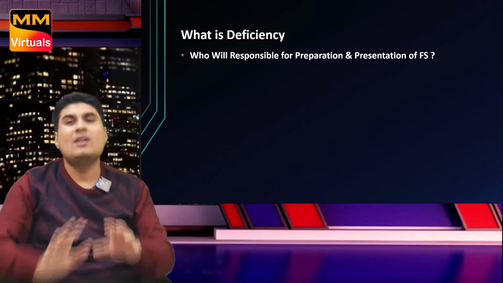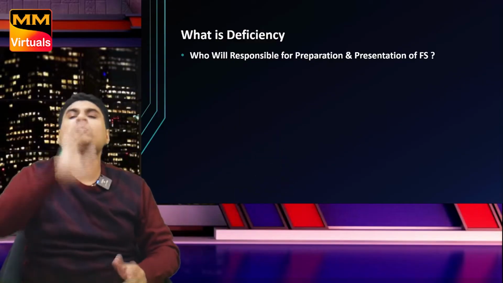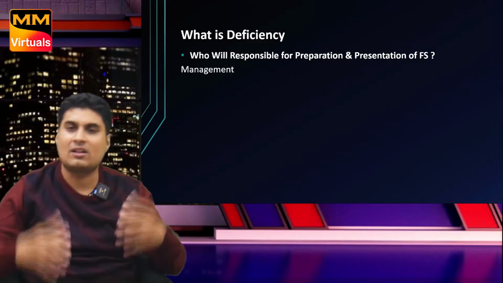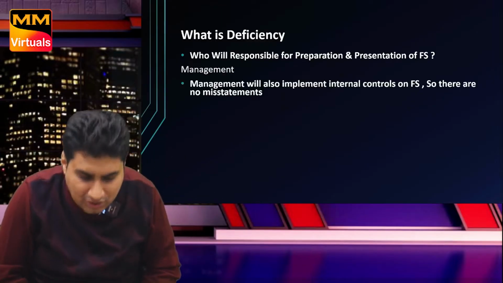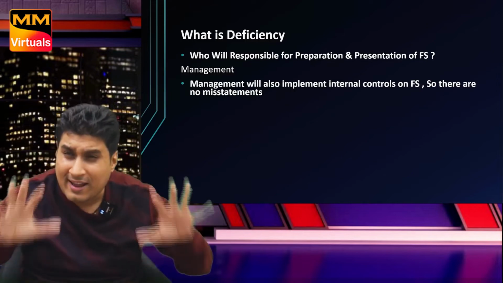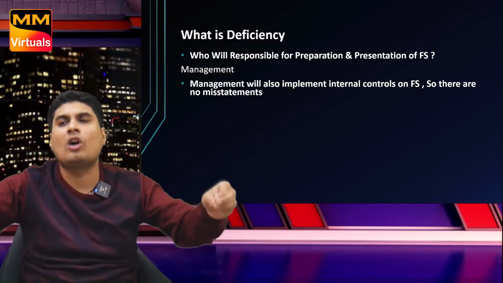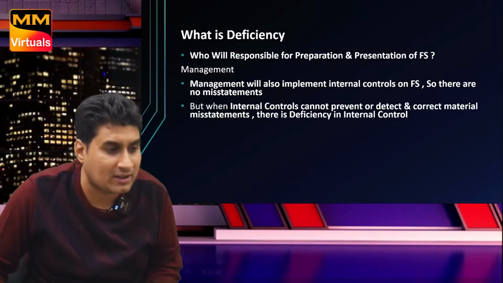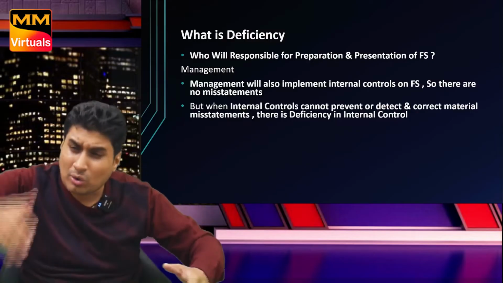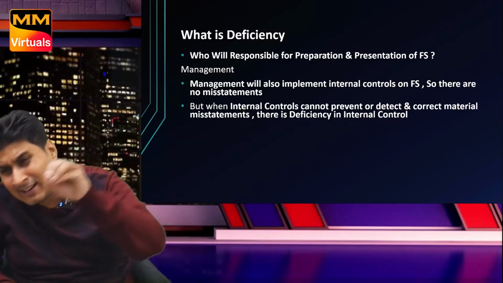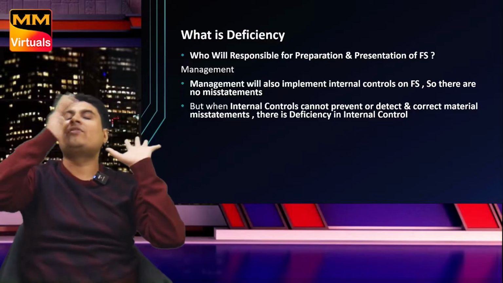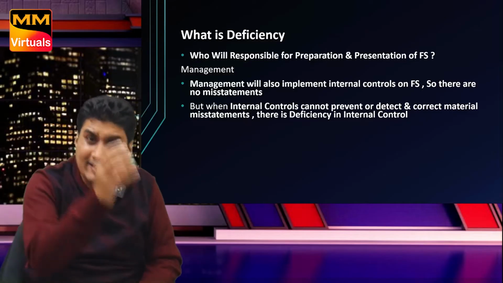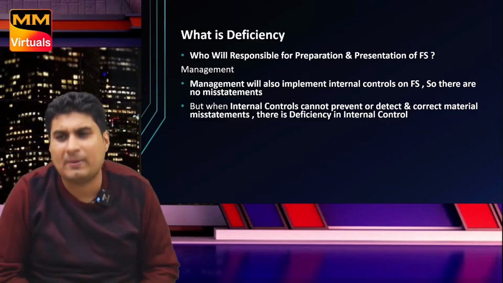What is deficiency? Before understanding all this, I will ask you a basic question. Who is responsible for preparing financial statements? Your answer will come: management. Very good. Come to the second question. Management will also implement internal control, so that there are no misstatements. But when internal controls cannot prevent or detect and correct material misstatement, we call it deficiency. One more time: when internal control cannot prevent or detect and correct material misstatement, it's called deficiency.